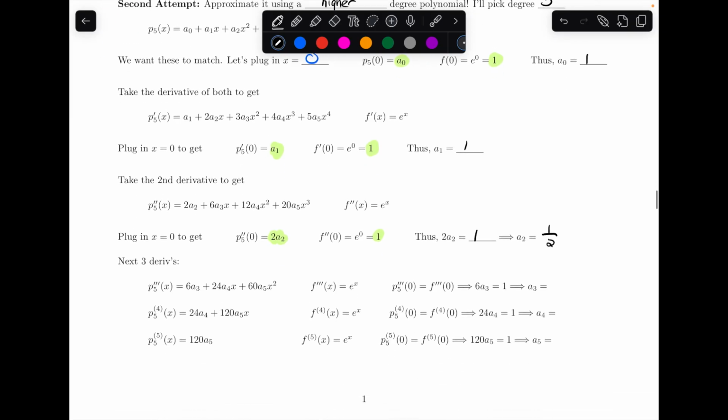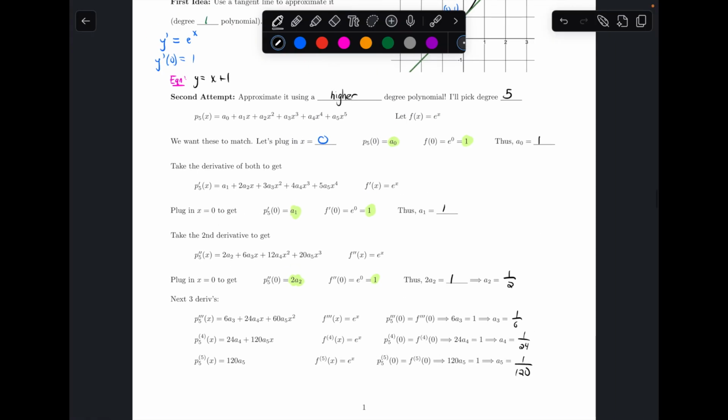Okay. And if I do the next three derivatives, which I have here, and now I plug 0 into those, and also into these subsequent derivatives of e to the x, I'll get these equations after I plug 0 into both of them. And then isolating a3, I get it's 1/6. Isolating a4, it's 1/24. And then a5 is 1/120. So at this point, I have all of these coefficients of this polynomial.